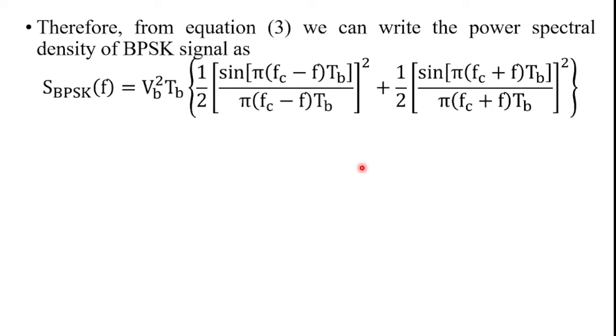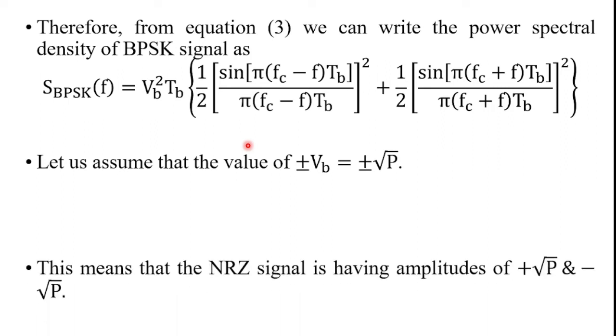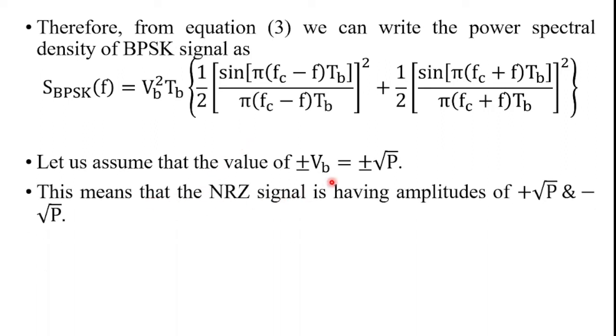So let us assume that Vb is equal to plus or minus square root of P. So this means that the non-return to zero signal has amplitude of plus square root of P and minus square root of P. Then in the above equation we substitute plus or minus Vb equal to plus or minus square root of P.